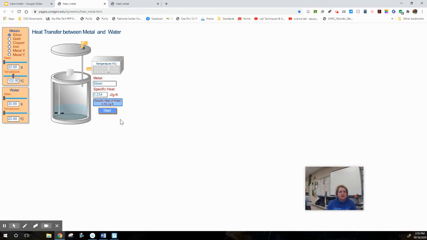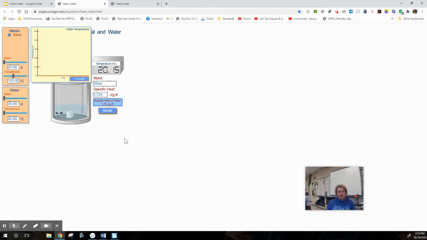So here we go. I heated up the silver to 102 degrees Celsius, and I'm going to throw it in the calorimeter. If you were doing this in the classroom, you would have a temperature probe in there to get this exact same graph, where temperature's on the y, time's on the x, and you're seeing a linear function start to form, and you're looking for a plateau and then a drop. I'm not going to let this go too long.